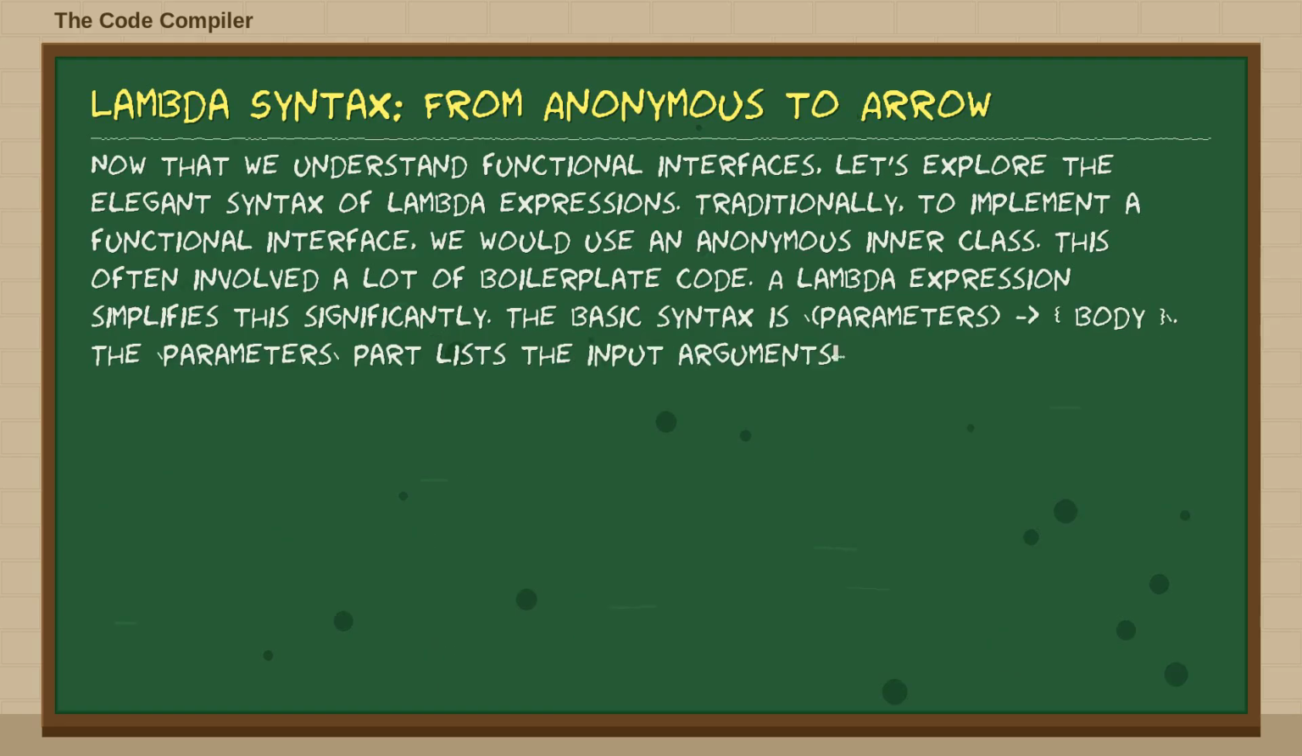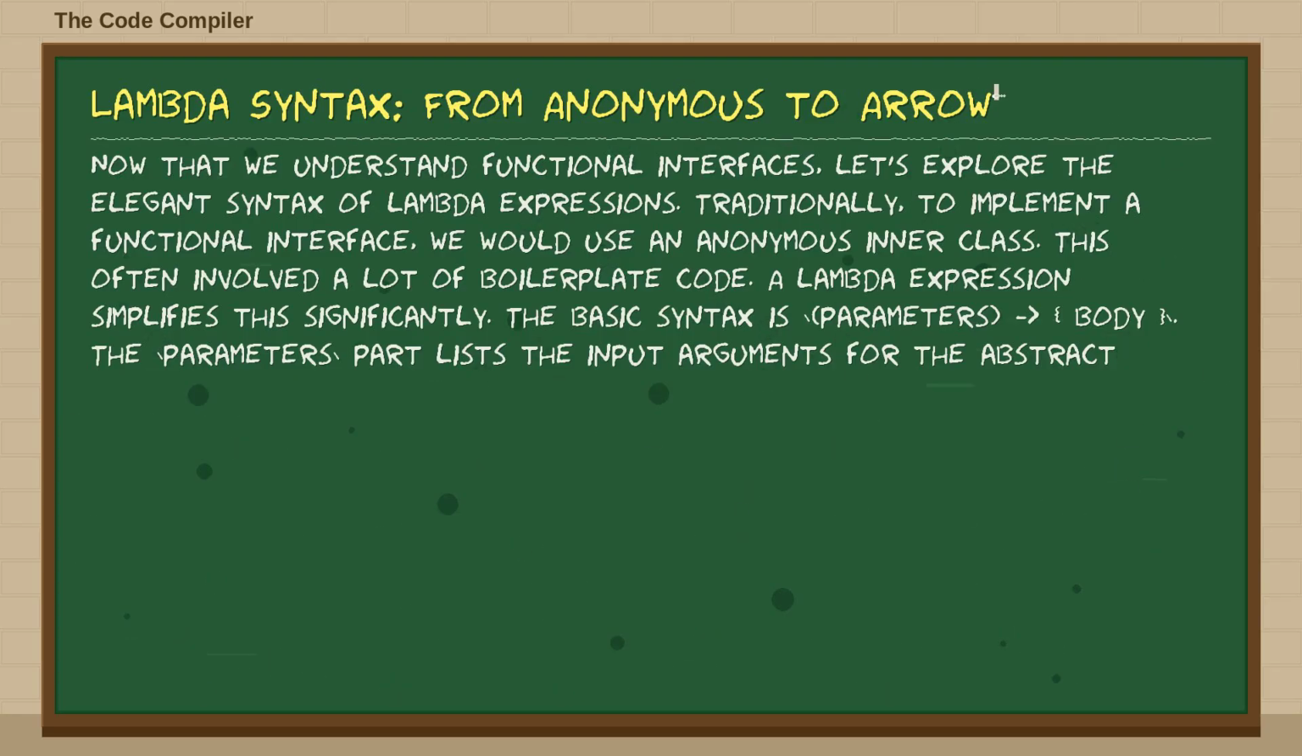The basic syntax is parameters -> body. The parameters part lists the input arguments for the abstract method. The arrow is the Lambda operator, which separates the parameters from the body. And the body contains the code that implements the method.